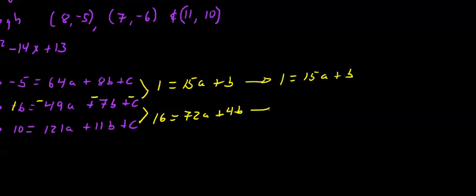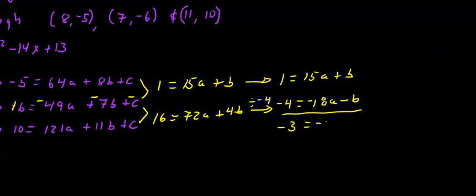And now I'm going to divide this by negative 4. I get negative 4, 72 divided by 4 is 36, negative 18a minus b. I wanted my coefficients of b to be the same, except one's positive, one's negative. And I get negative 3 equals negative 3a. Divide by negative 3. a is equal to 1.